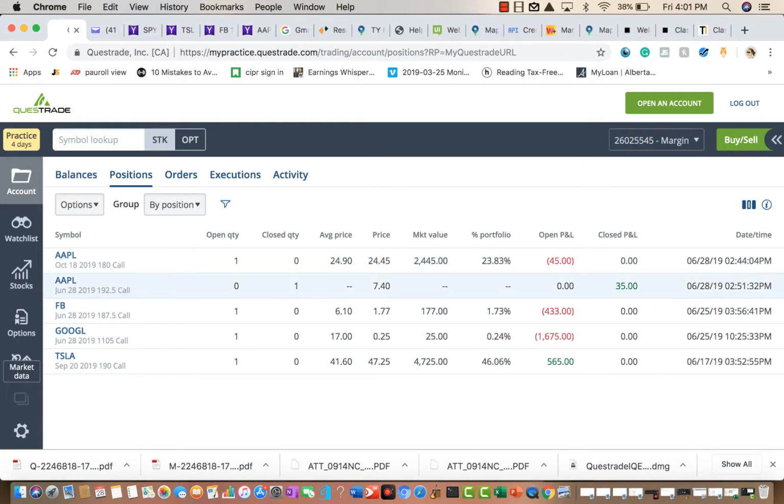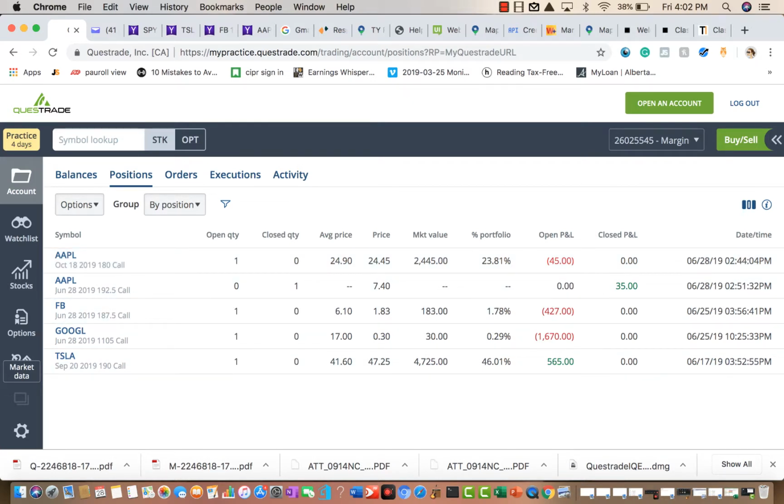I have another Apple, one that expires on June 28. This one's FB, which is Facebook, and it expires on June 28 as well. This one expires on June 28, and this one expires on September 20. This one is Tesla. This one's Google. So this is where you would go to look at what your positions are doing, how much you're gaining, and what their current market value is. You can see them all here.